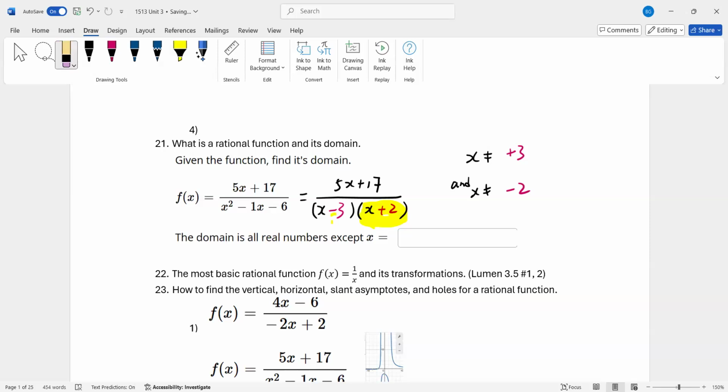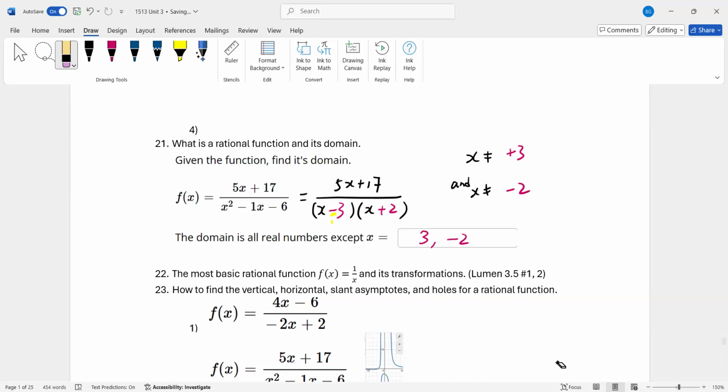So we need to exclude +3 and -2 from the real number set to find the domain of the rational function. So the domain of the rational function is all real numbers except the values +3 and -2. Let me know if that is clear. This is pretty straightforward and basic, and it is important.